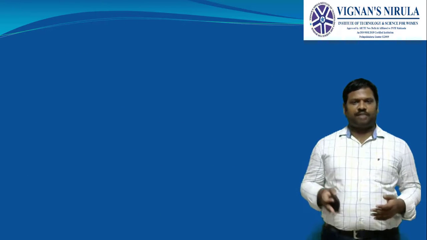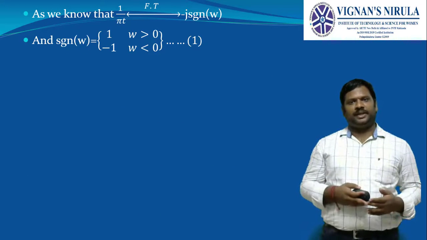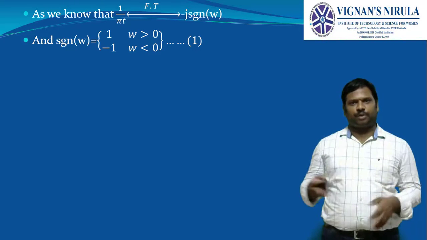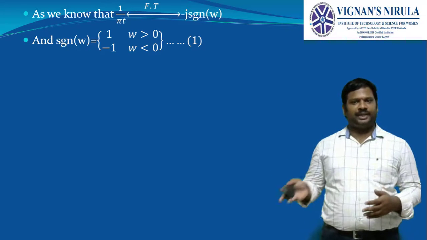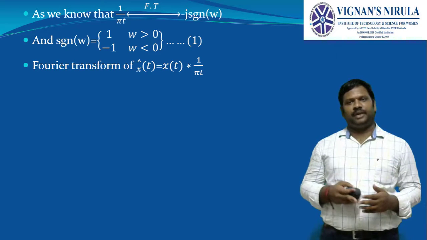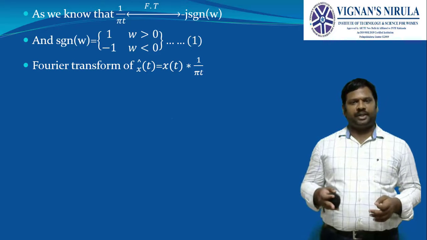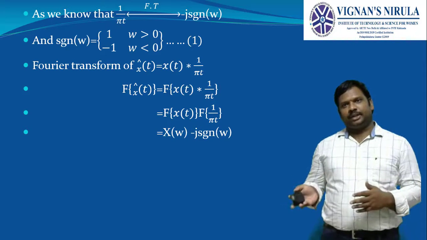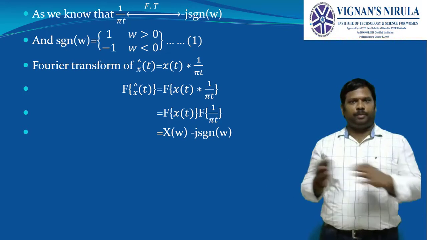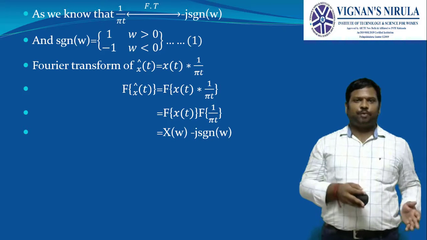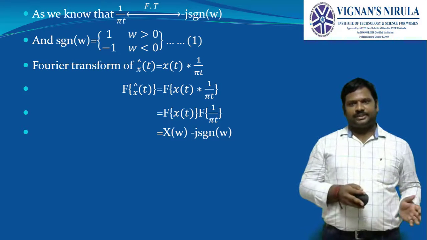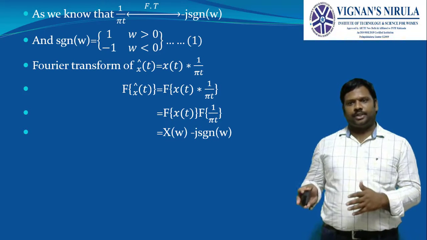Then for performing the Fourier transform, let us consider the Fourier transform of 1 by pi t as minus j into signum of omega, and the signum of omega is defined as 1 for omega greater than 0 and minus 1 for omega less than 0. And the Fourier transform of the Hilbert transform, that is x cap of t, which is x of t convolution with 1 by pi t, taking the Fourier transform on both sides. The right side will have the Fourier transform of x of t convolution with 1 by pi t. That means convolution in the time domain is equal to multiplication in the frequency domain. So it is the Fourier transform of x of t multiplied by the Fourier transform of 1 by pi t, that is X of omega into minus j into signum of omega.